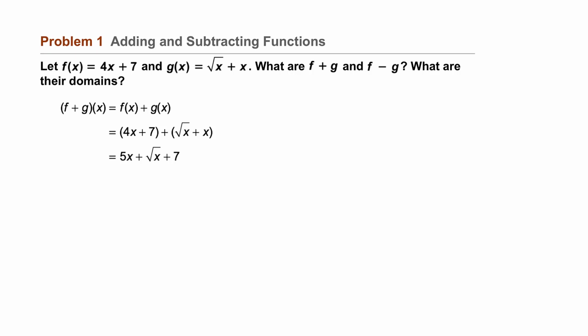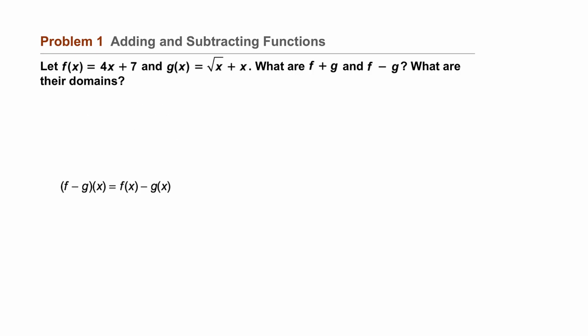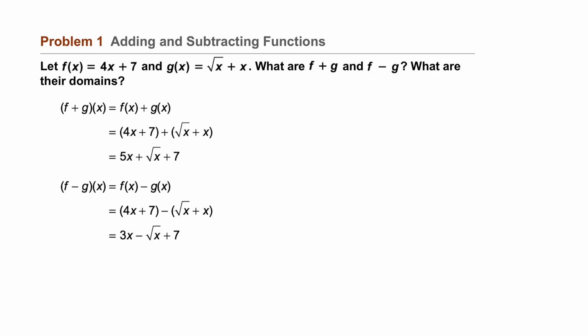We'll consider the domain of this function in just a moment. Next, f minus g of x. Well, that will be the function f of x minus the function g of x. So we write 4x plus 7 minus the square root of x plus x. And simplifying, that's 3x minus the square root of x plus 7.